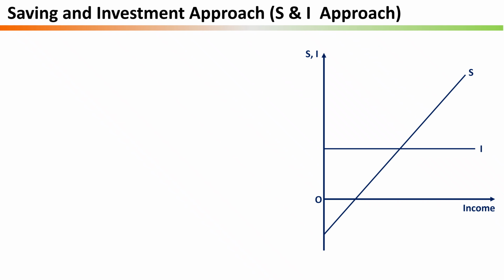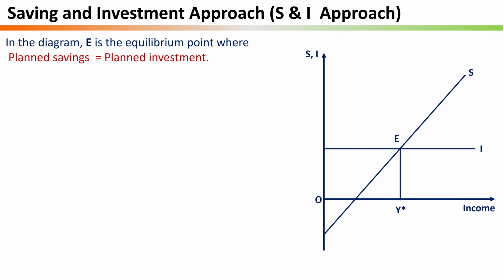Since the equilibrium condition is savings is equal to investment, wherever the two curves intersect, that is the equilibrium point E, and Y star is the equilibrium level of income and output. Now, the equilibrium condition can more specifically be stated as planned savings is equal to planned investment.